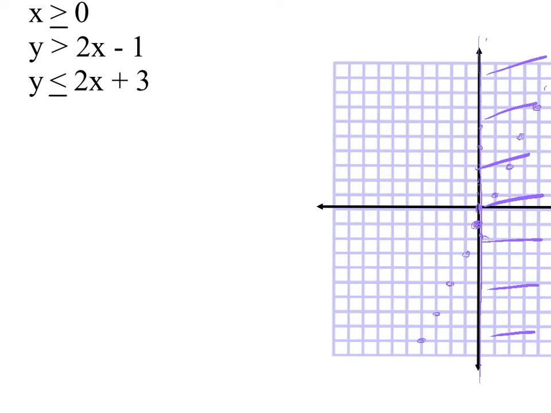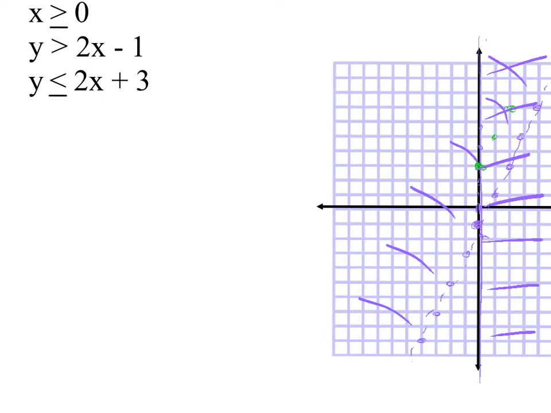It's going to be a dotted line. And y is greater than, so we're shading up here. So far, our shading overlaps in this region here. So this next one should make it more of a triangle. I'm going to do a different color just for emphasis. So we cross at a +3. And my slope is a +2.